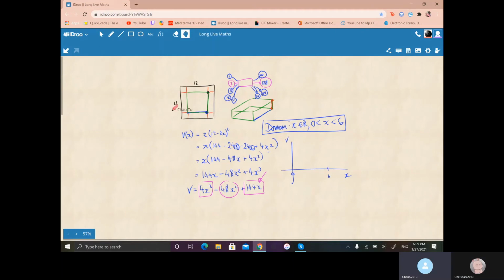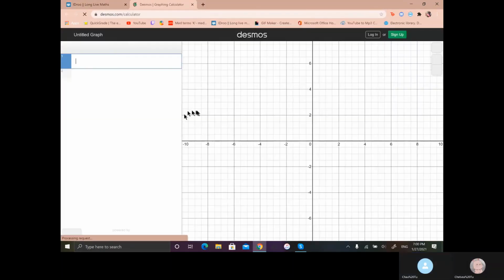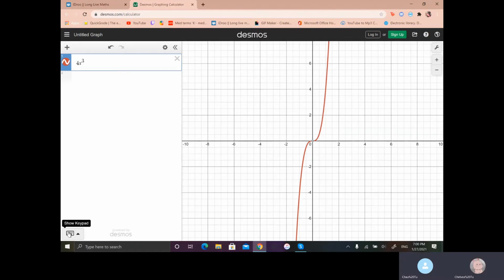As it turns out, you can always jump to decimals and sketch this graph, but it will look something like this. I don't know precisely, but I know that it looks something like this. Now what part are we interested in? Actually, let's jump to decimals and see what it truly looks like. So punch this into Desmos: 4x to the power of 3 minus 48x squared.